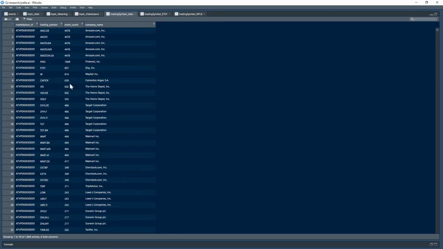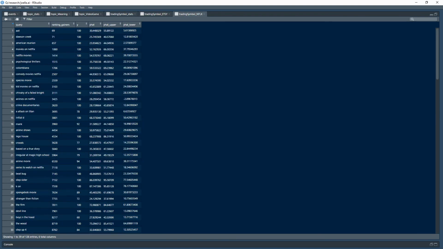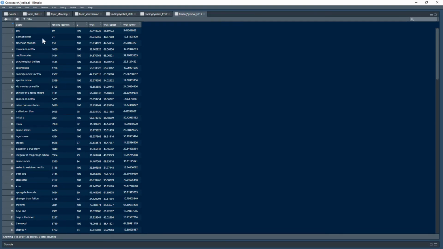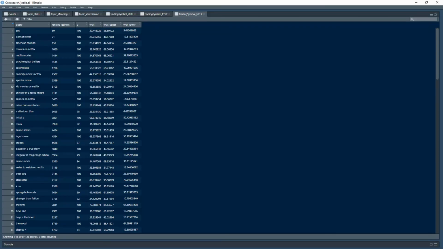All right, and as a final example, let's take a look at Netflix, trading symbol NFLX. AOT, Attack on Titan. Dawson's Creek. And movies on Netflix.